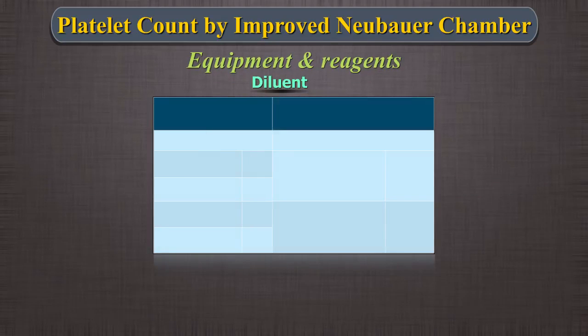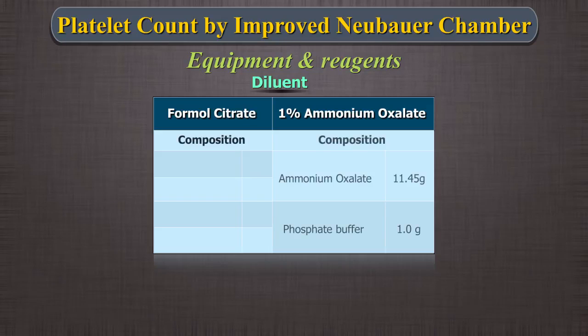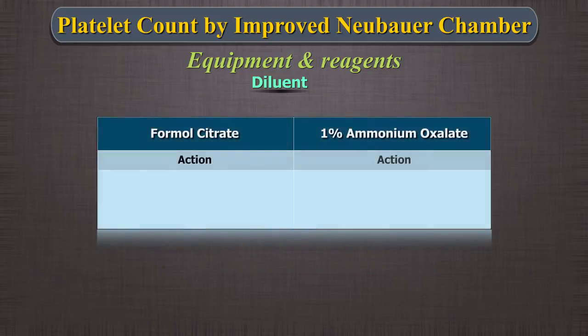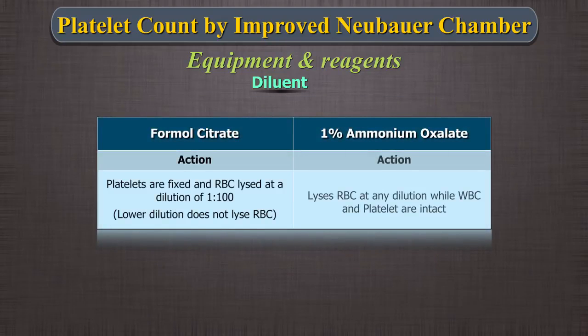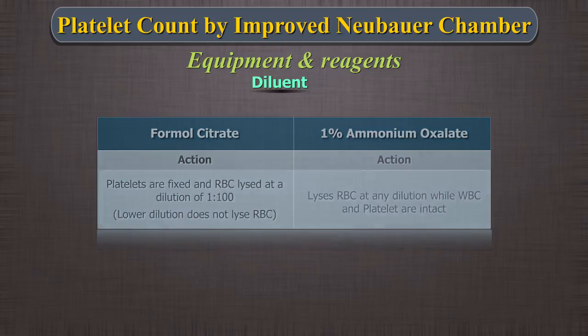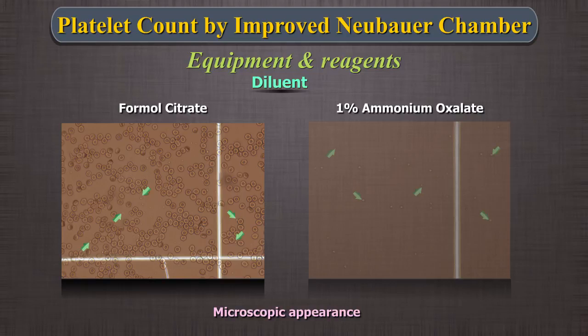Let's now see the difference between the formal citrate and 1% ammonium oxalate. Formal citrate. Composition: trisodium citrate 3%, NaCl 1%, formaldehyde 1%, detergent 1%. Action: platelets are fixed and RBCs are not lysed at a dilution of 1:100. Microscopic appearance.